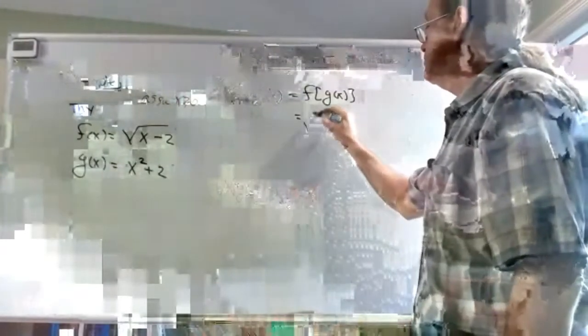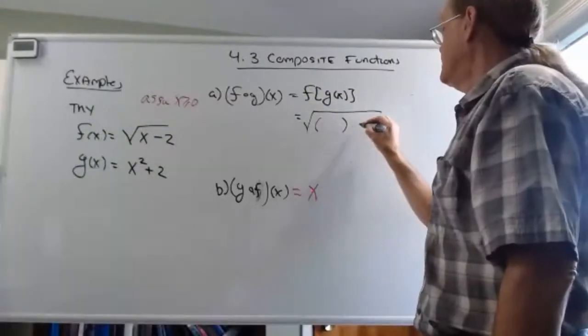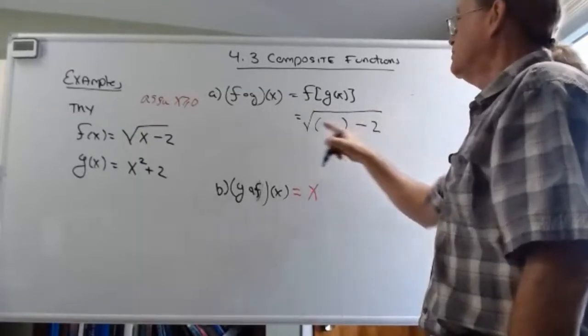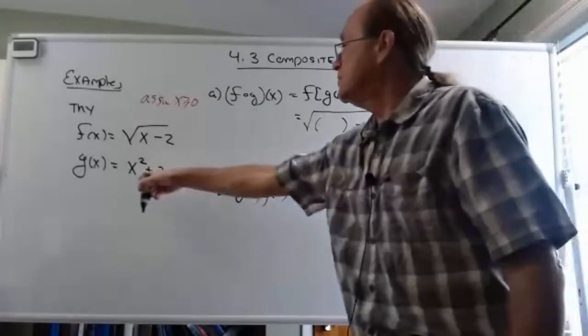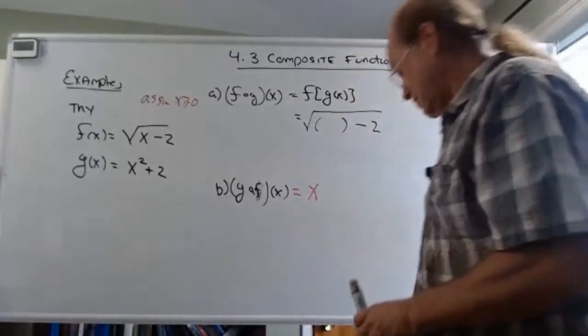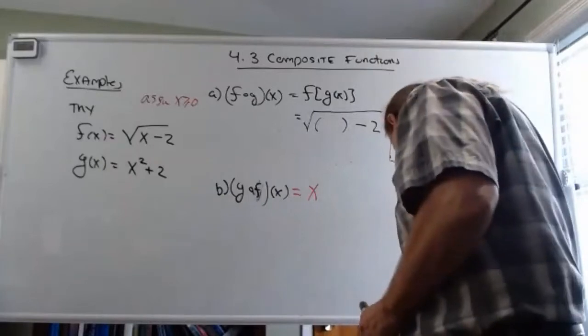Again, the way I like to do it is take f of g of x. So what is my f? Well, here's my function f. It's the square root of an input minus 2. I put the functional form of f first. And what is the input? Well, the input is the entire function g of x. So that is just simply x squared plus 2.